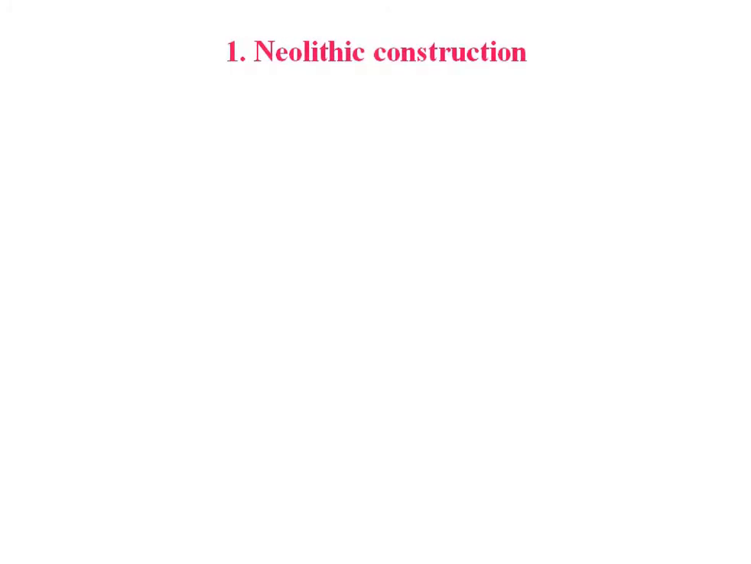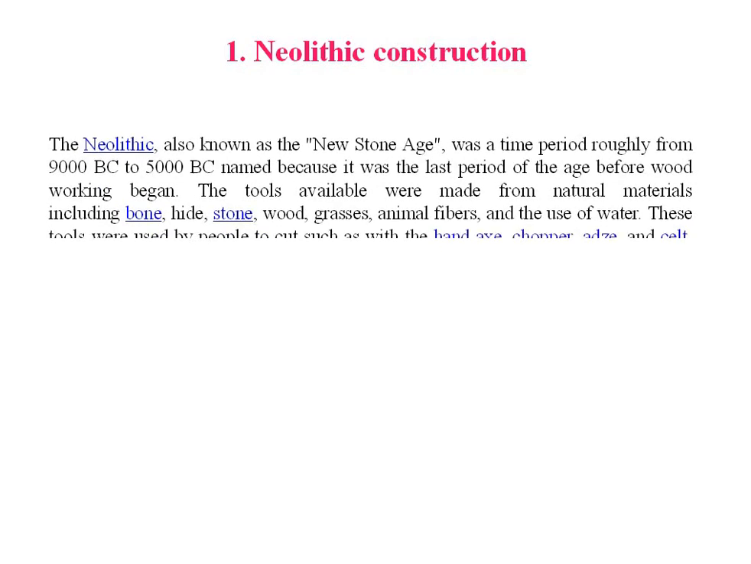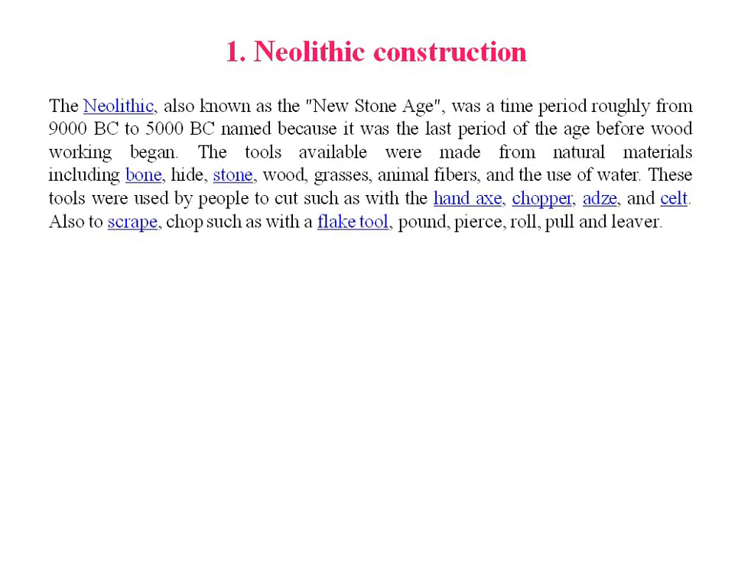So first is the Neolithic construction in the Stone Age. This is what we are going to study now. The Neolithic, also known as the New Stone Age, was a time period roughly from 9000 BC to 5000 BC, named because it was the last period of the age before metal working began.